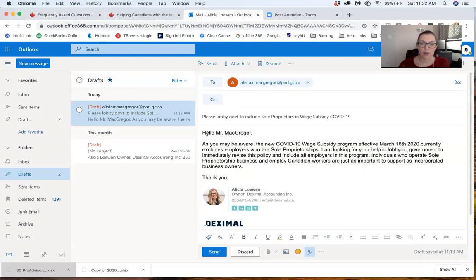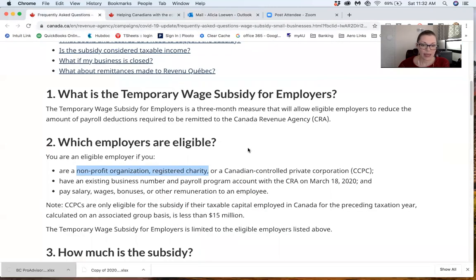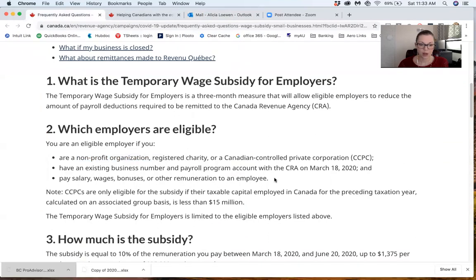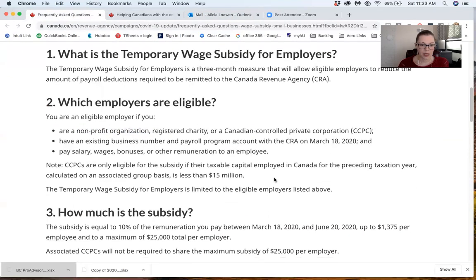If you want, I can copy and paste this in an email to you. Just contact me at info@decimal.ca. I think that's an important thing to do, because if we can get this wage subsidy for sole props as well, that will be beneficial to everybody. So currently, it is not available for sole proprietorships.